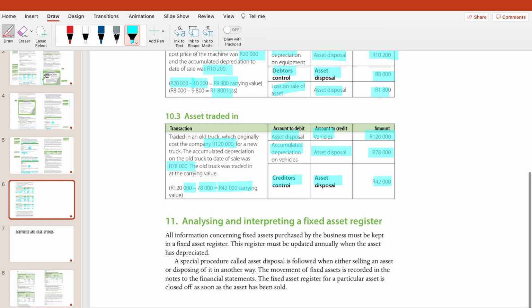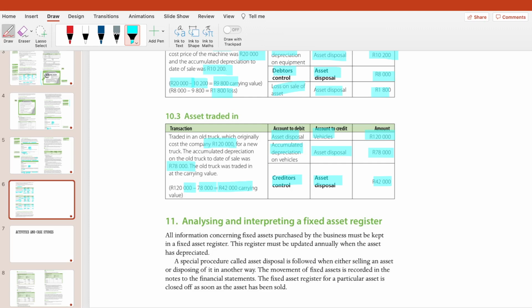Then we analyze and interpret a fixed asset register. All the information concerning fixed assets purchased by the business must be kept in our fixed asset register, and this register must be updated annually when every asset has been depreciated.